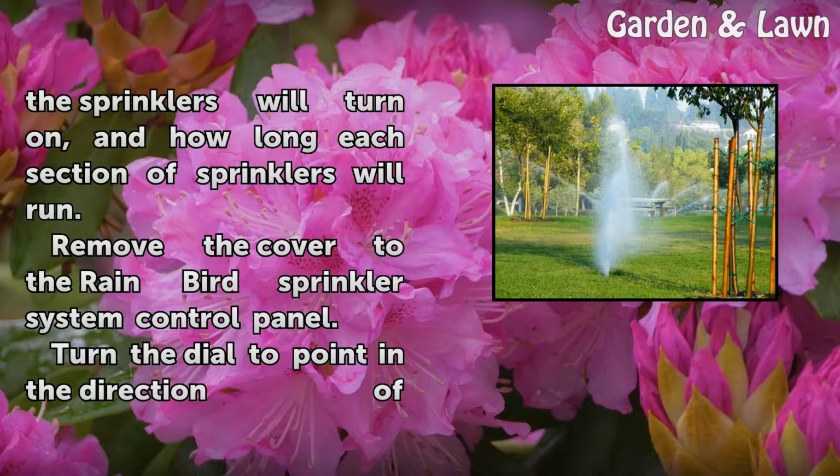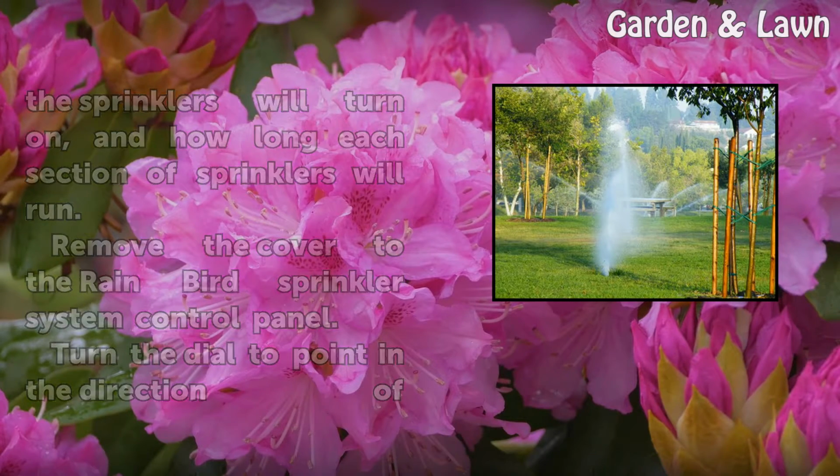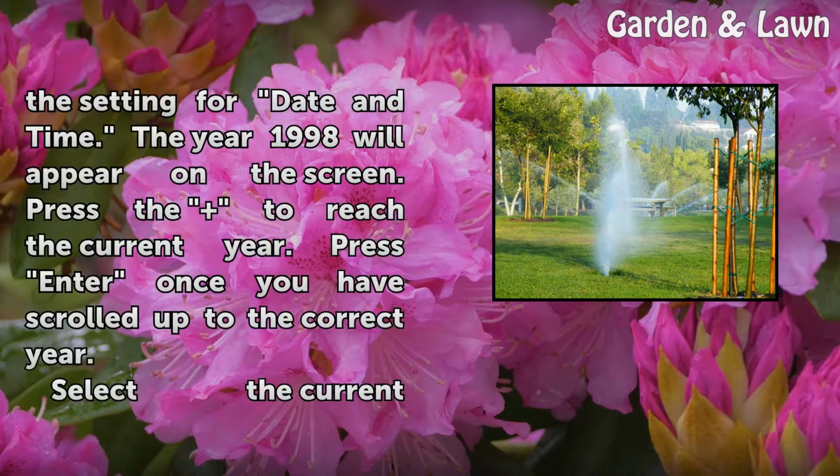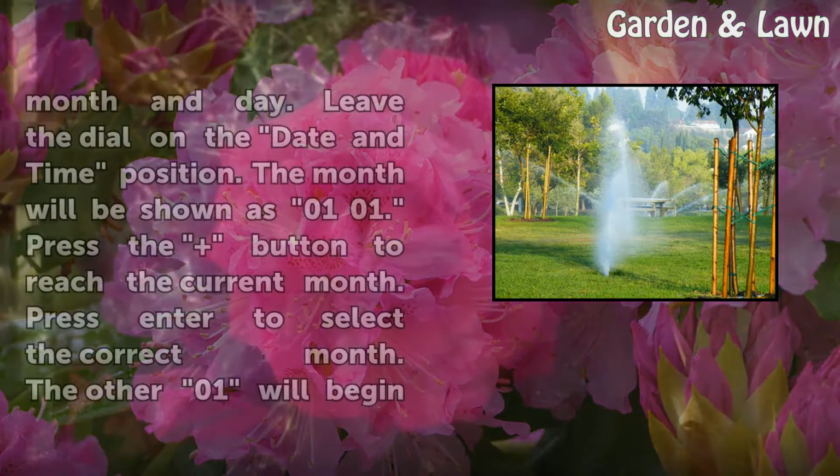Remove the cover to the Rainbird Sprinkler System control panel. Turn the dial to point in the direction of the setting for date and time. The year 1998 will appear on the screen. Press the up button to reach the current year. Press enter once you have scrolled up to the correct year.